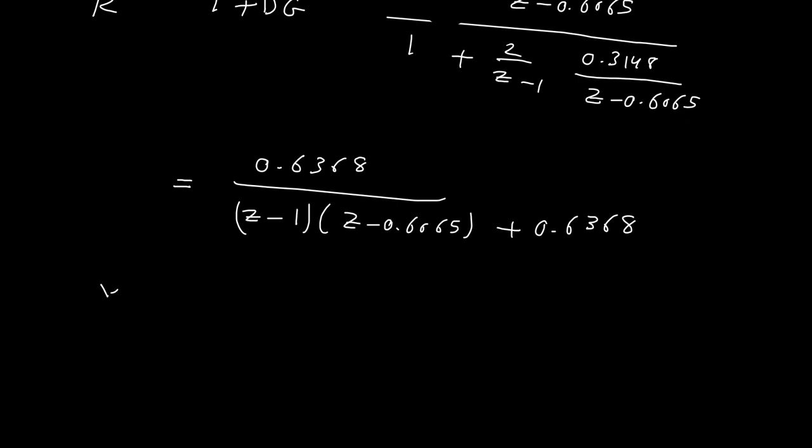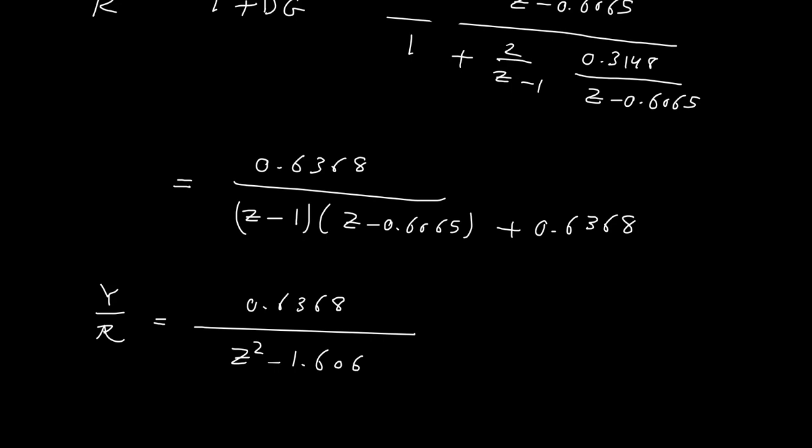Finally, y over r is equal to 0.6368 over z squared minus 1.6065 z plus 1.2433. Thank you.